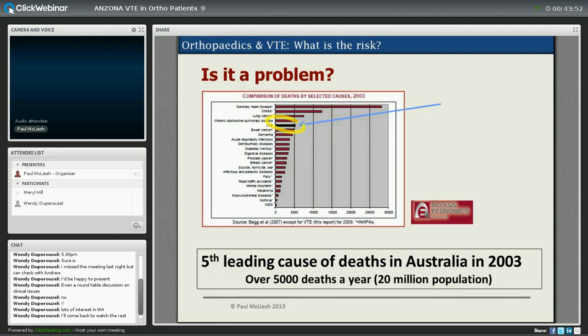But this is also a significant problem. For a population of 20 million, we've got 5,000 deaths a year occurring. So that's something that we need to do something about.